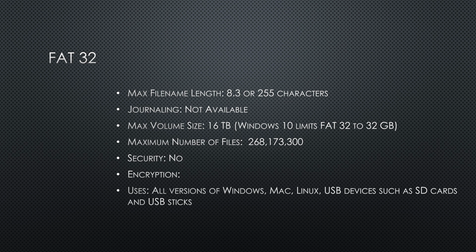With FAT32, journaling was not available, and the maximum volume size is limited by Windows 10 to 32 gigabytes, but it can get up to 16 terabytes if it's formatted correctly. But that doesn't really mean anything because Windows 10 limits it to 32 gigabytes. The maximum number of files for a FAT32 format is 268 million files. Actually, it's more than 268 million, but we're rounding. It doesn't have any kind of security, no encryption.